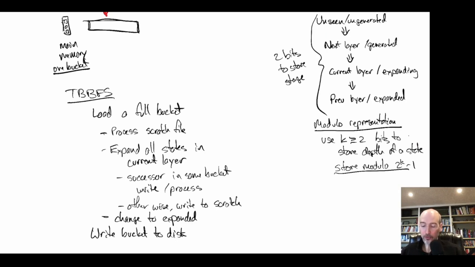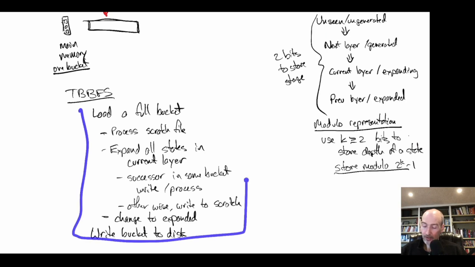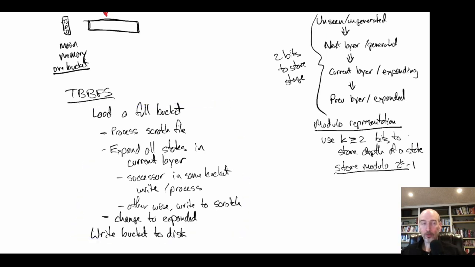Okay, so 2-bit breadth first search then just does this over and over again. So this process we do for all buckets, and when we do it for all buckets, that gives us one pass through the tree, or through the breadth first search.